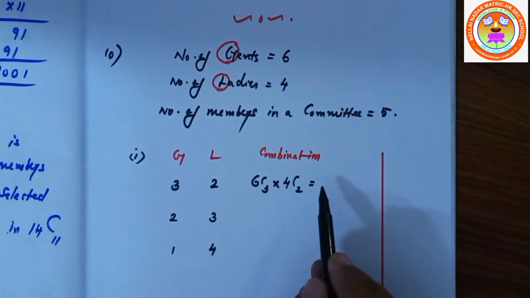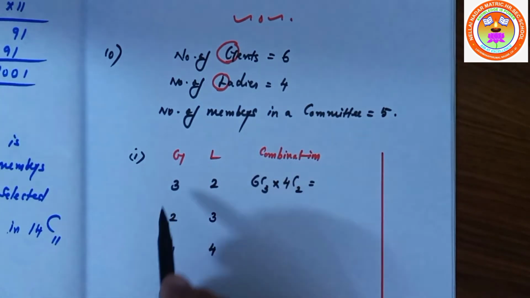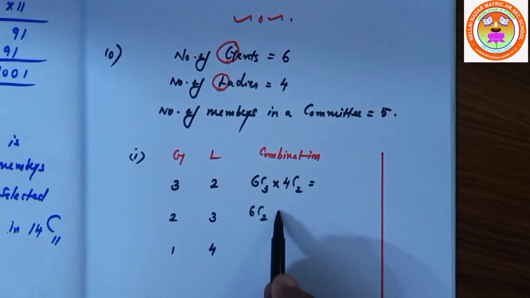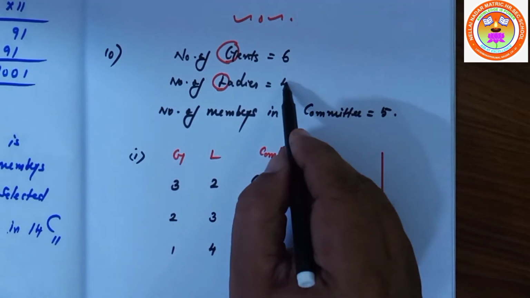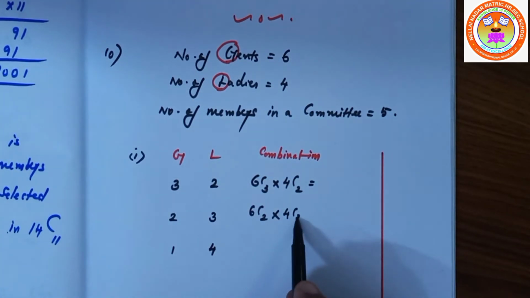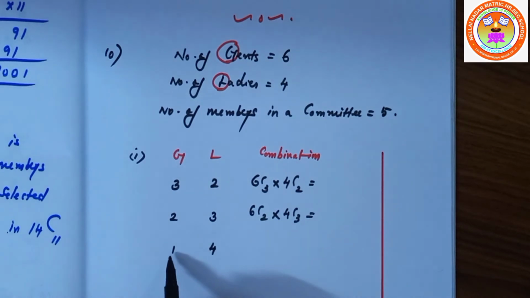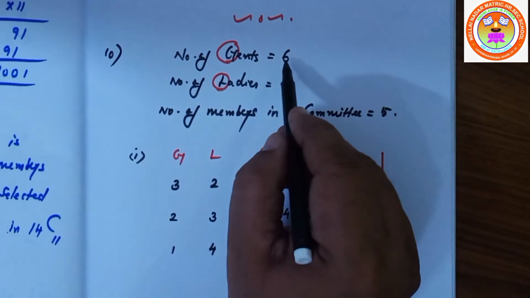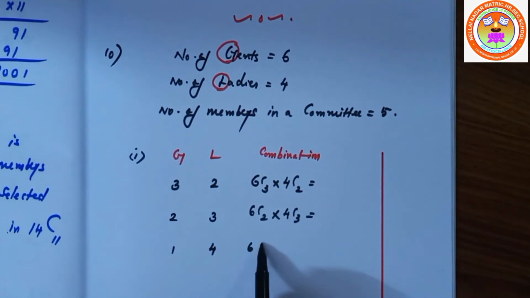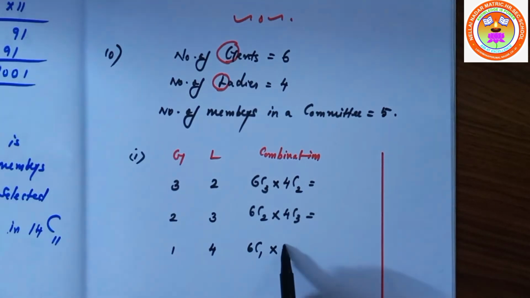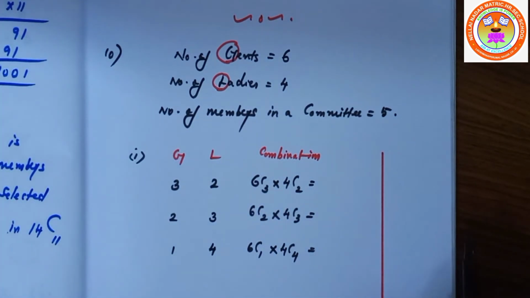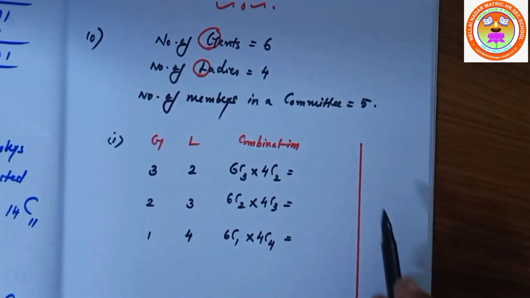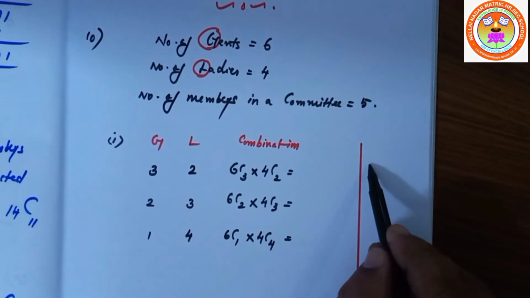Next one, 6C2, and 3 ladies here, out of 4, 4C3. Finally, only 1 gent to be selected out of 6, so 6C1, into all the 4 ladies to be selected from the 4 ladies, 4C4. That is equal to 6C3.